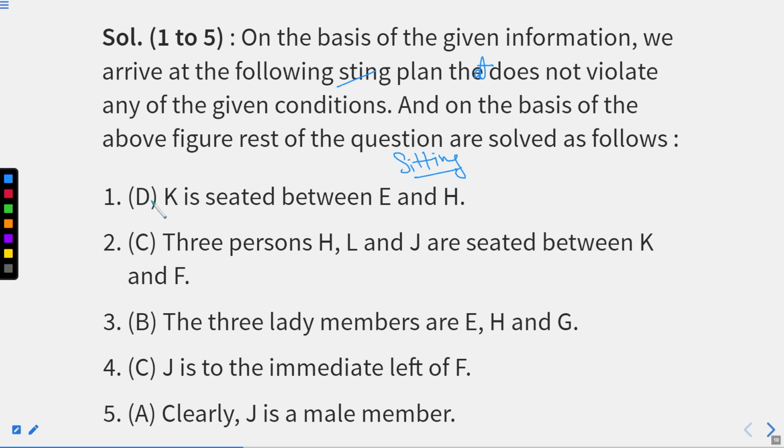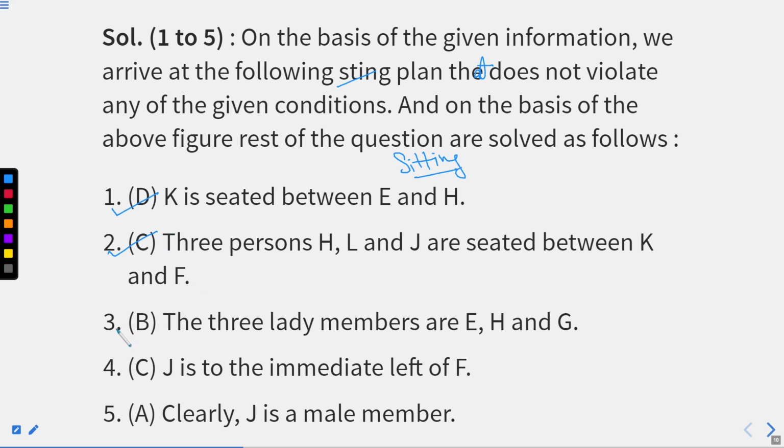In the first question, K is seated in between E and H. That is option number D. We have already marked it, right? In question number 2, 3 persons, that is H, L, J are seated in between K and F. Here you see 2 different cases. You can pick either of them because they are asking the number of persons seated, right?